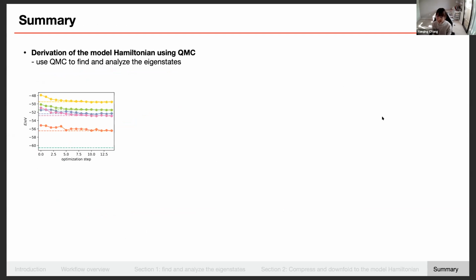Okay, to summarize, for today's talk, I've shown you step by step how we derive model Hamiltonians using quantum Monte Carlo. We begin by using quantum Monte Carlo to find and analyze the eigenstates so that we understand roughly how the system behaves in its low energy.